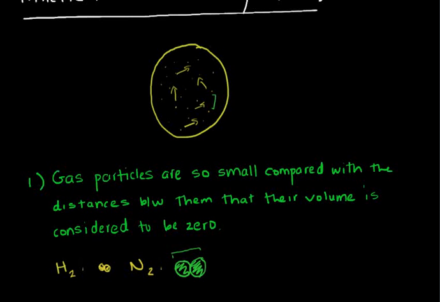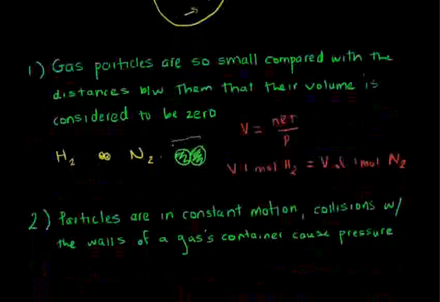We can state this mathematically. I promised we wouldn't do any math, but I'm going to break that promise here. We can state this mathematically using the ideal gas law. We know that V is equal to nRT over P. That's just a statement of the ideal gas law. We see that volume, and we've talked about this extensively, is not dependent on a particle's identity. So the volume of 1 mole of hydrogen gas is equal to the volume of 1 mole of nitrogen gas. Again, the identities and the differing volumes of the actual molecules are considered irrelevant. And that's the first tenet of the KMT.